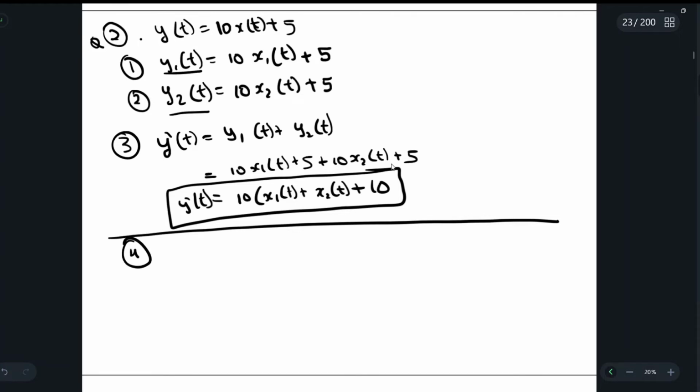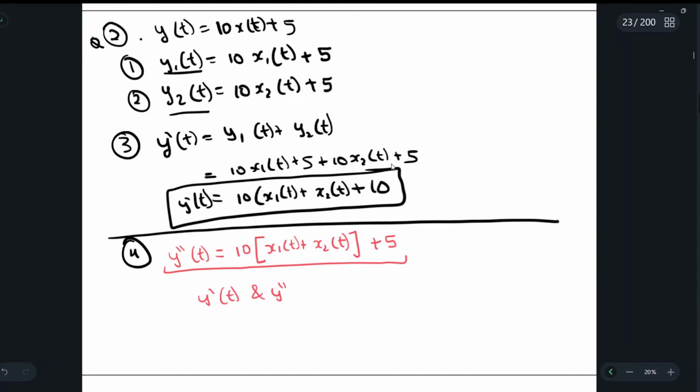Now what is our fourth step? In the fourth step, we will write y double dash t. And in y double dash t, we will simply take the equation, and instead of xt, we will write x1 of t plus x2 of t. We do not have to write them separately, we will write them together for y double dash t. And now this is our equation of y double dash t. Now let us compare y dash t and y double dash t. Okay, so let us say this is equation 1 and this is equation 2.